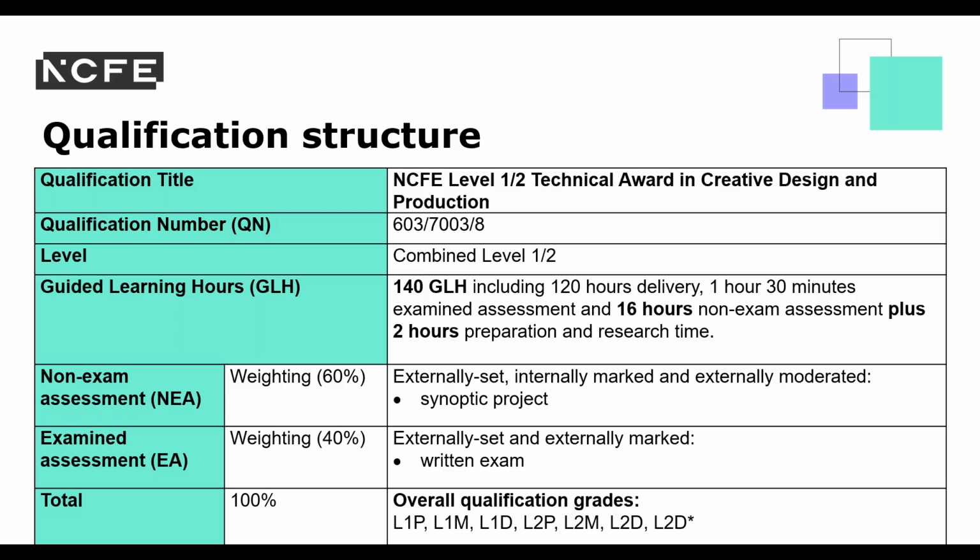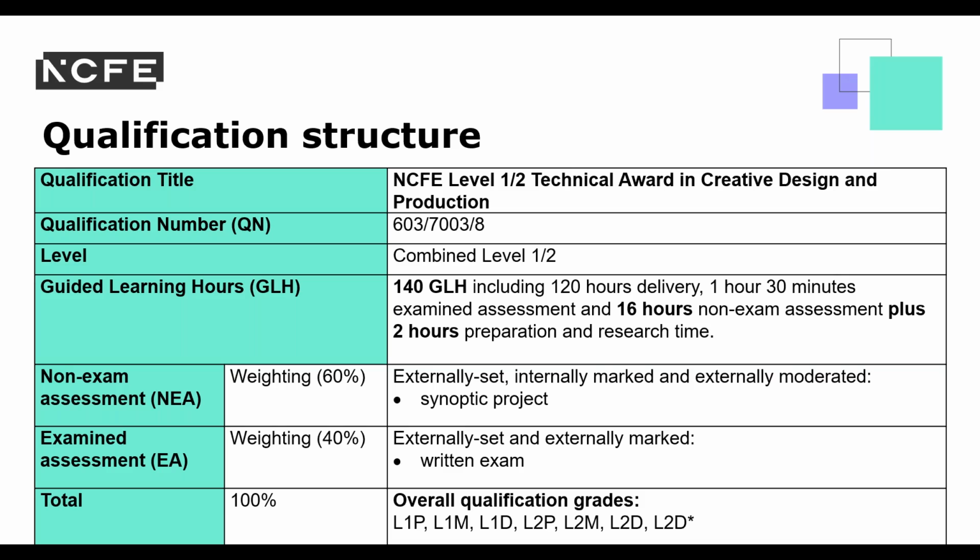Firstly, there will be an overview of the qualification. This is the qualification structure of the creative design and production. The guided learning hours are 140 and it includes 120 hours for delivery, 16 hours for the NEA, and 1 hour 30 minutes for the EA.